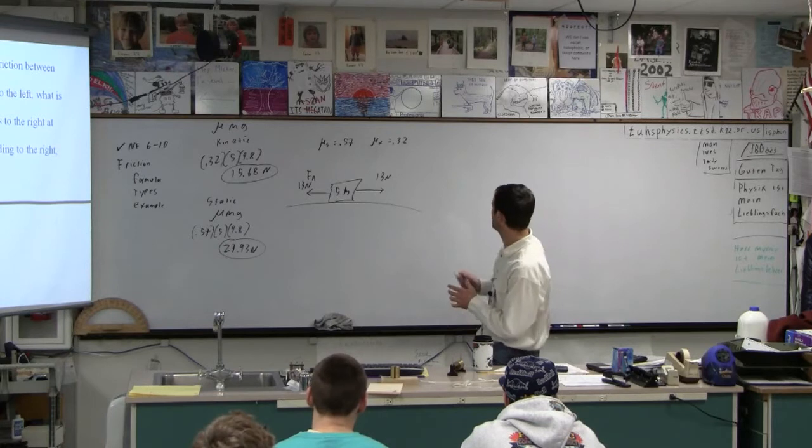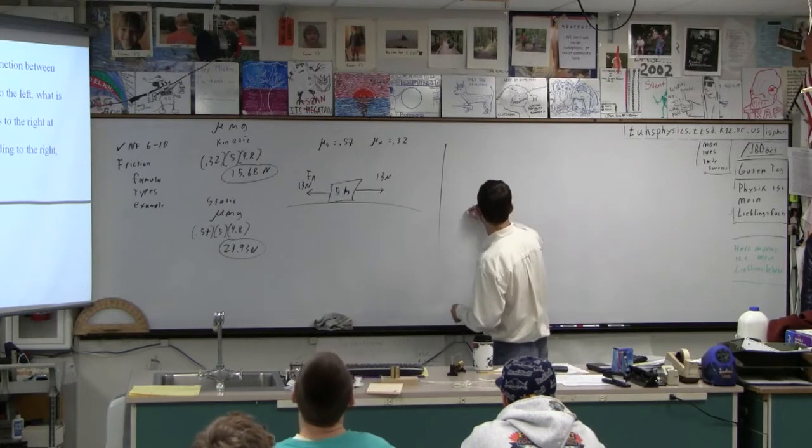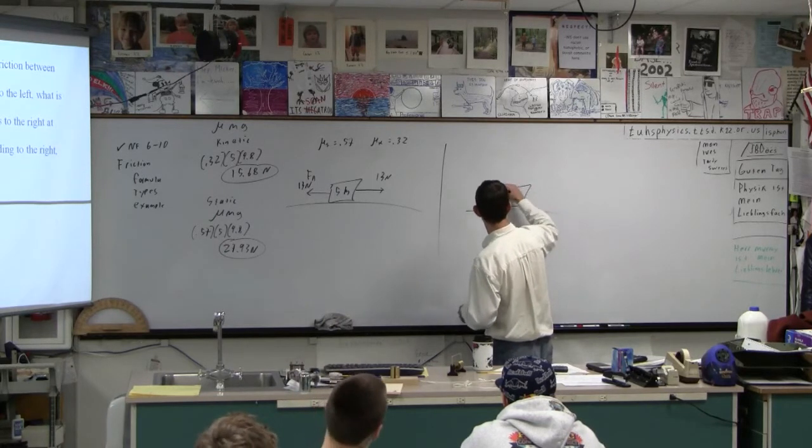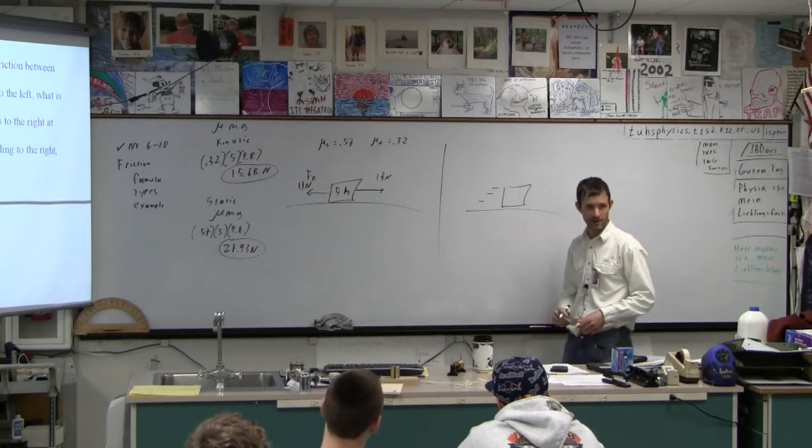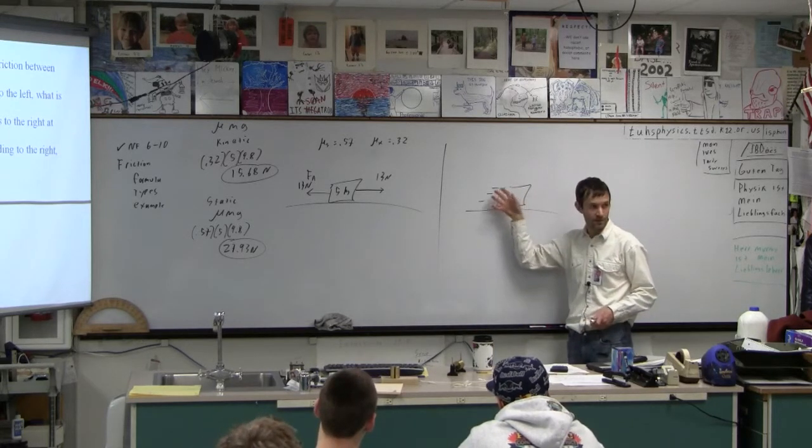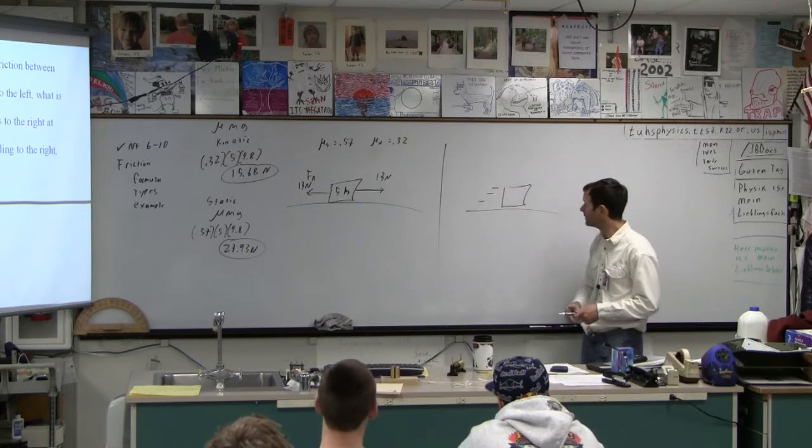Okay, so now let's suppose that it's sliding to the right. So let's draw a picture of it. It is sliding to the right. That is how you draw a picture of something sliding to the right. You can tell because it's got those little motion lines, yeah? There it goes, right? Okay.